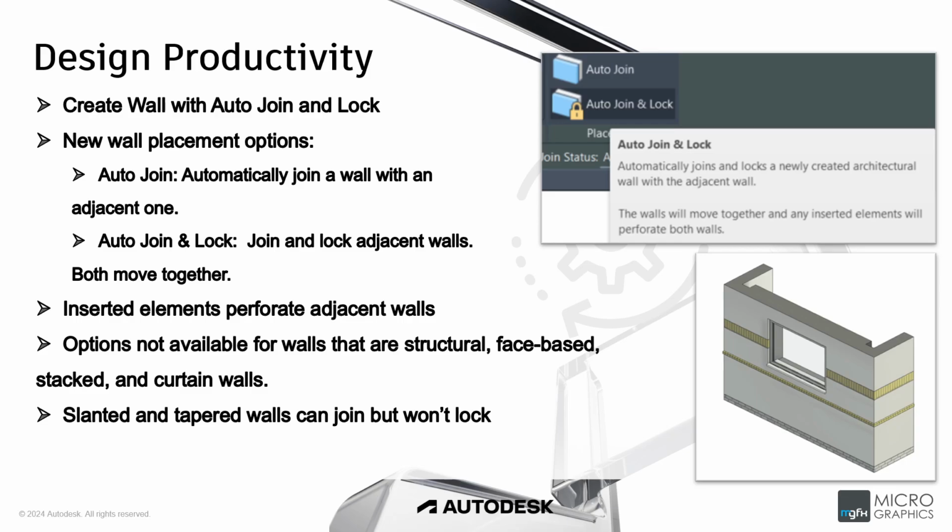So first topic of the day, design productivity. We will look at create wall with auto join and lock. On the right, you will see an image indicating how when creating walls, in the contextual modify tab for walls, you can automatically join and lock newly created architectural walls with adjacent walls. The walls will move together and any inserted elements will perforate both walls, such as doors and windows.